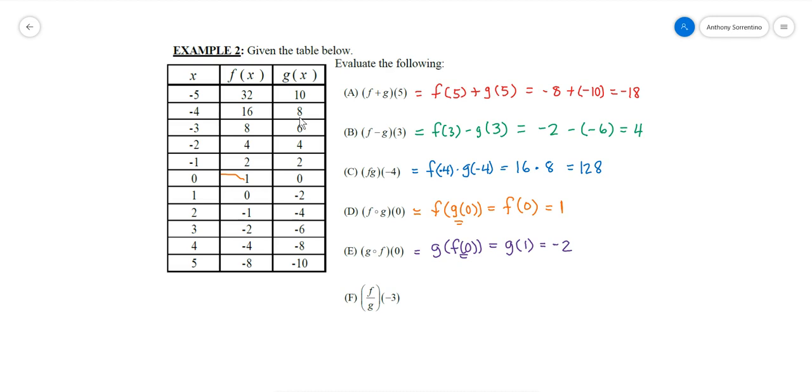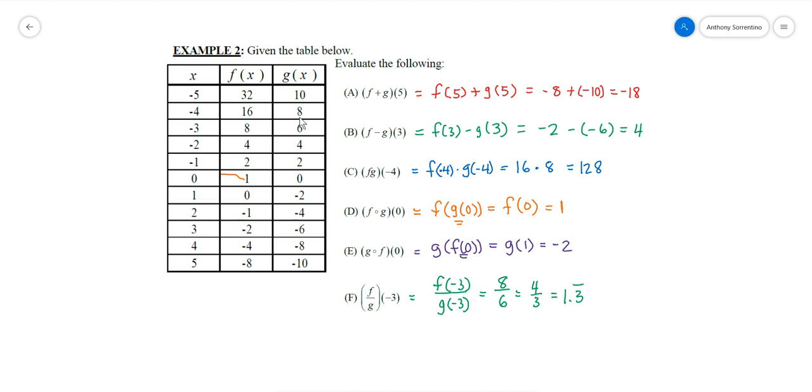And lastly, for the division, this is the same thing as doing f of negative 3 over g of negative 3. So when x is negative 3, f of x is 8, so 8 is going to be on top. When x is negative 3, g of x is 6, so I'm going to have a 6 on the bottom, so I can say that's 4/3. I can say that's 1.3 repeating, or 1 1/3, whatever way you want to say it, but there's the answer to that.